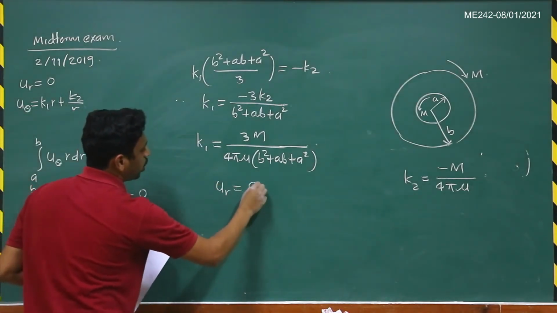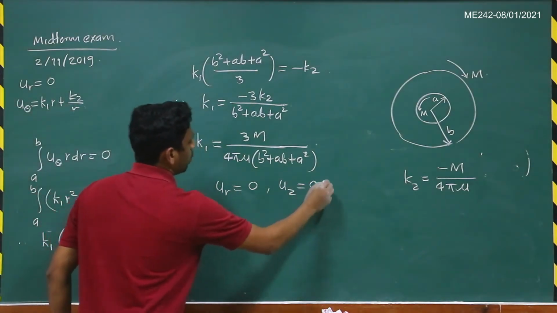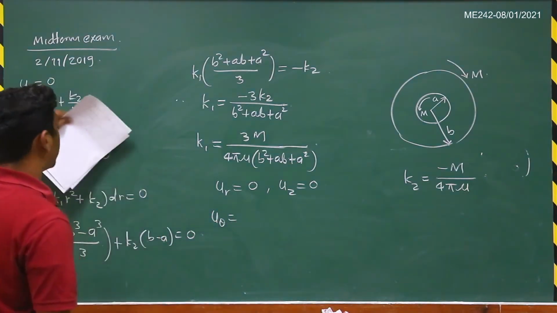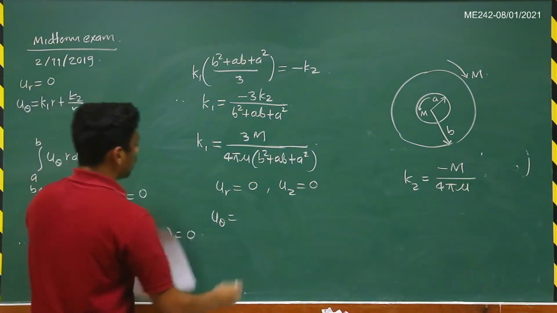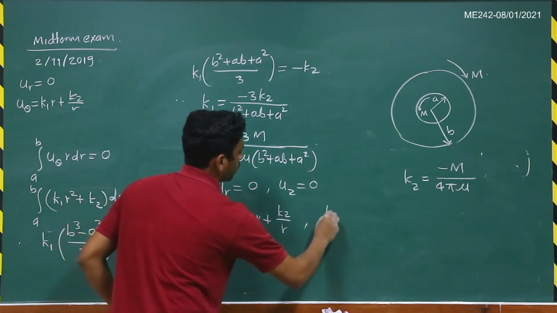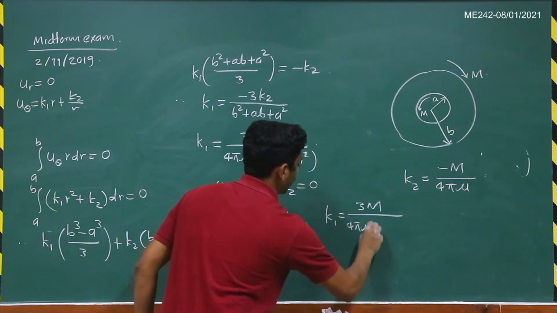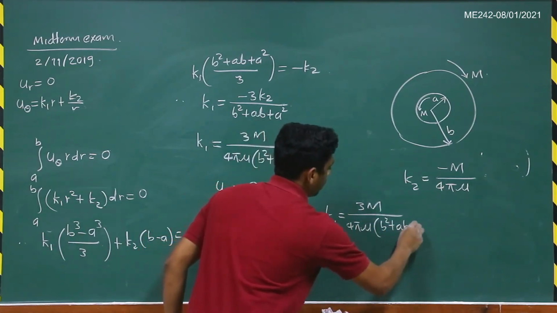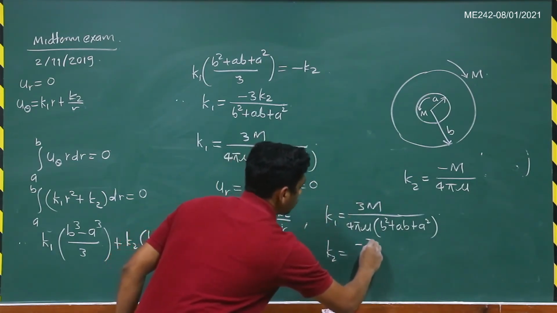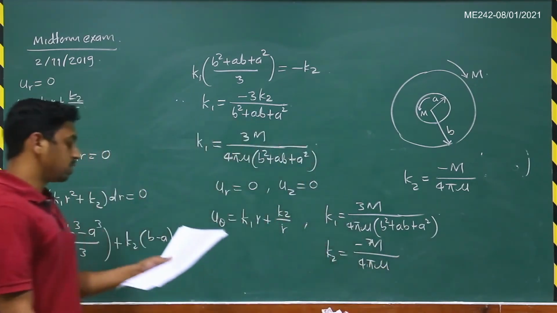So we have got u r to be equal to 0 identically, uz to be equal to 0, and we have got an expression for u theta, which is again a function of r alone. So here this k1 r plus k2 upon r, where this k1 equals 3m upon 4 pi mu into bracket b square plus ab plus a square, and k2 equals minus m upon 4 pi mu. So these constants are found.